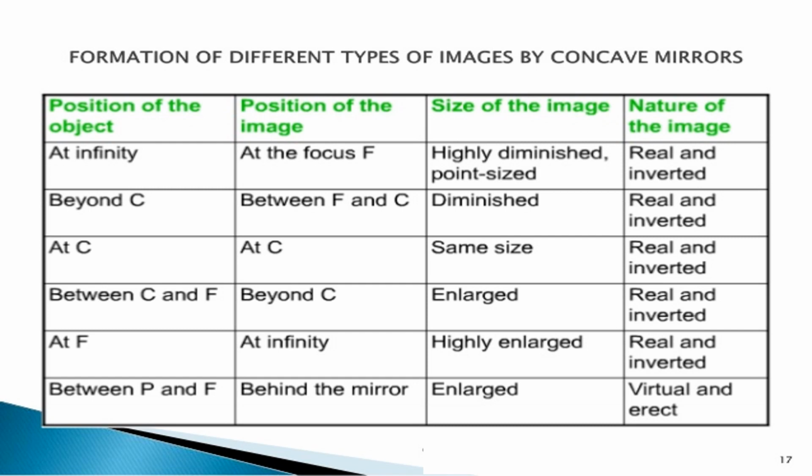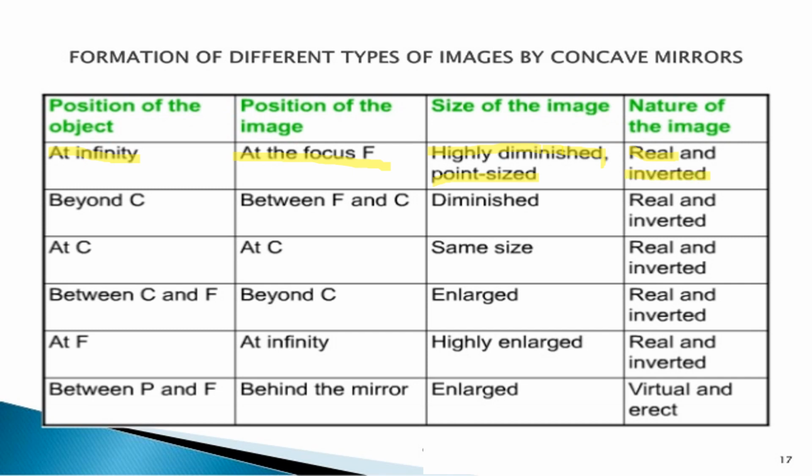Okay. Now let us see on the whole how we are getting the ray diagrams, how the object is taken and how the image is formed. When the object is taken at infinity, the position of the image will be at the focal point and the size will be highly diminished, point sized. And the nature of the image is real and inverted.